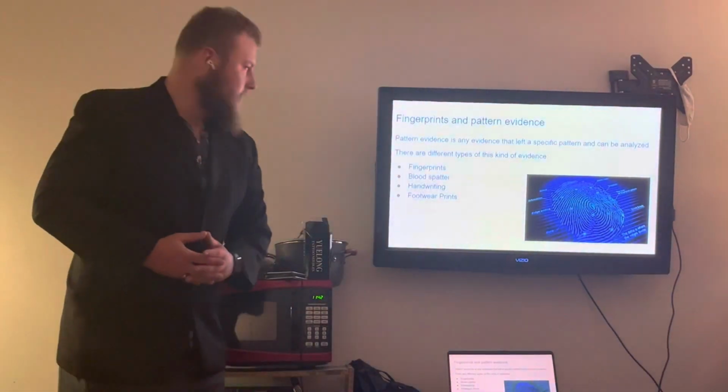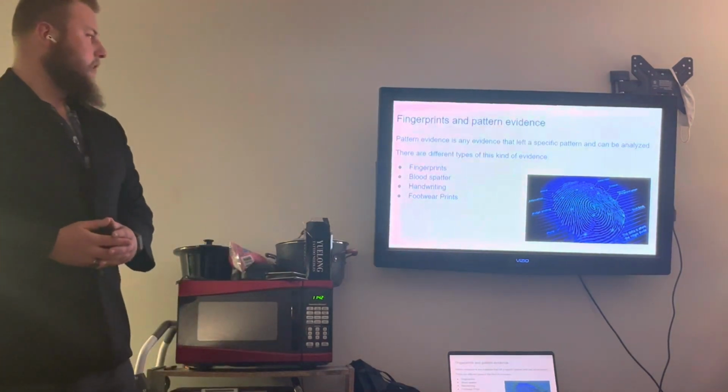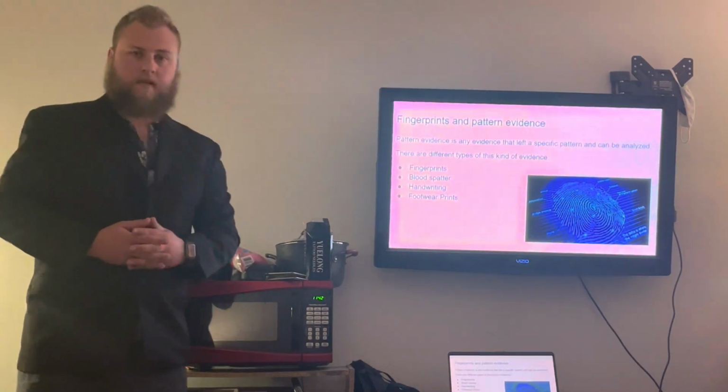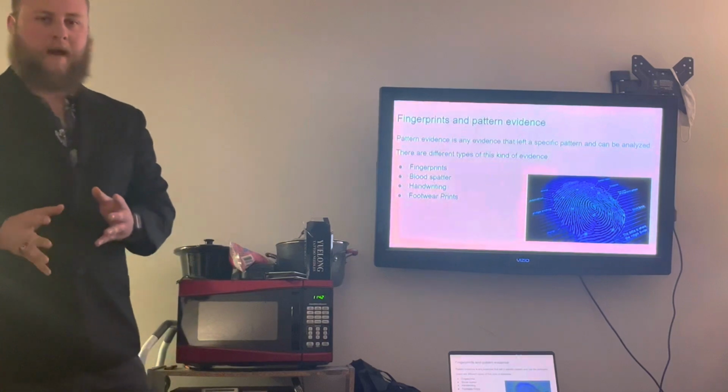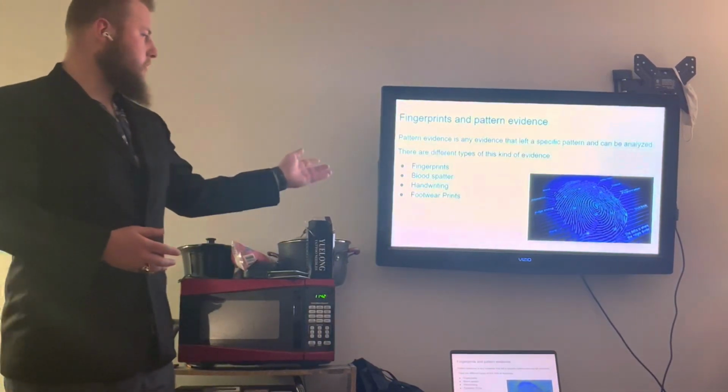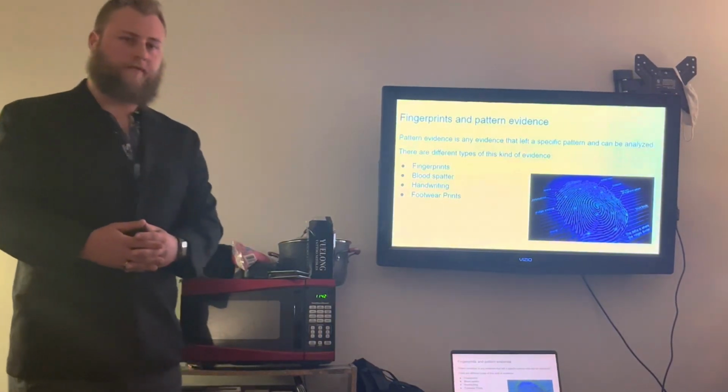Fingerprints and pattern evidence. Pattern evidence is using anything that could be patternized, including fingerprints, blood splatter, handwriting, or footwear.